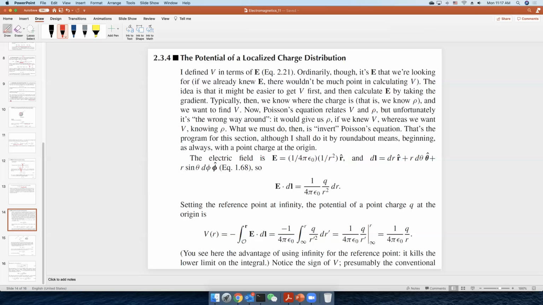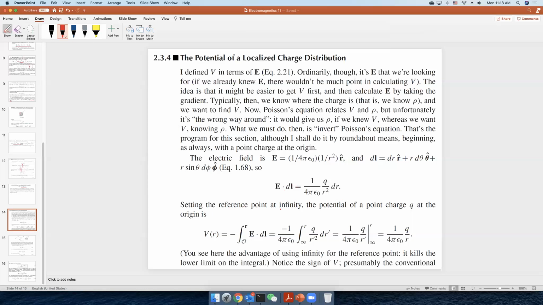E is just the gradient of the potential. Okay, now let's see. The electric field is E equals this equation. We have derived it before. And dl is this equation, again, the dl expression in spherical coordinates. So E times dl equals this equation.